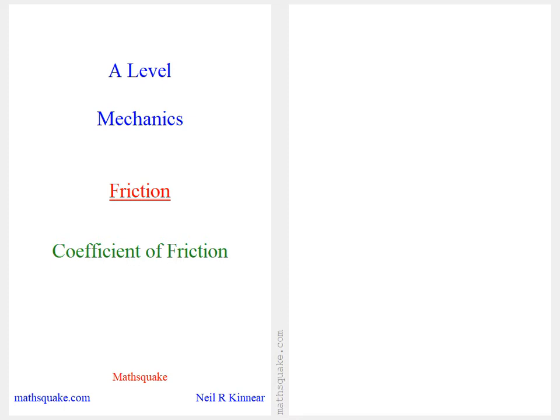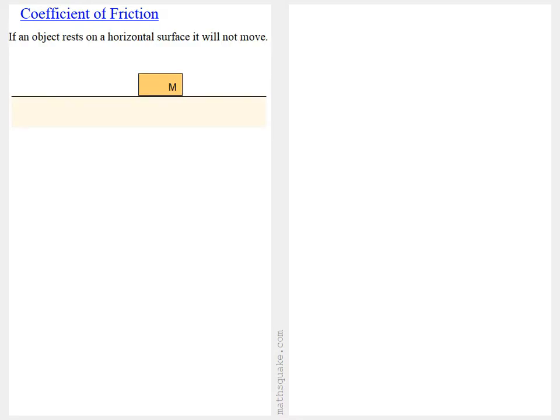A-level mechanics, friction, the coefficient of friction. Let's have a look at how friction affects situations in mechanics. If an object rests on a horizontal surface, it will not move. In the diagram we see a mass m resting on such a surface. We can draw in the forces. There's the weight, mg, acting vertically downwards, and the normal reaction N acting vertically up.